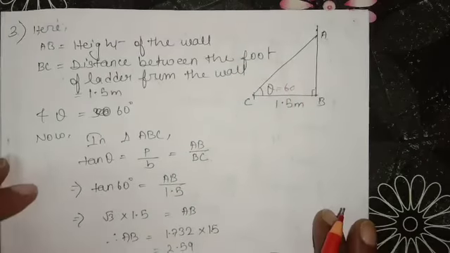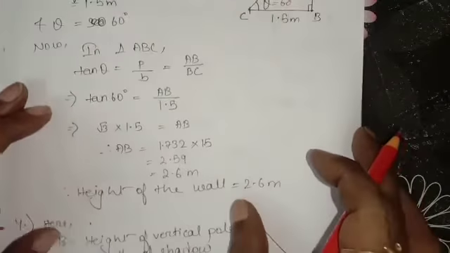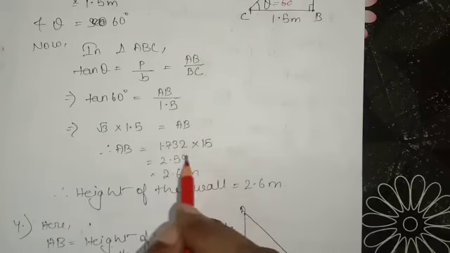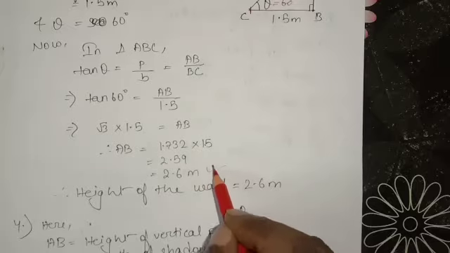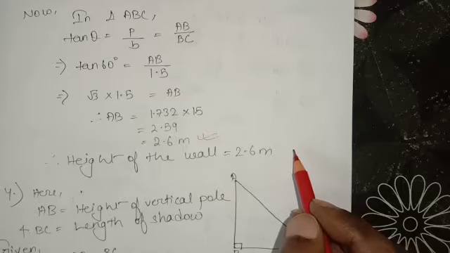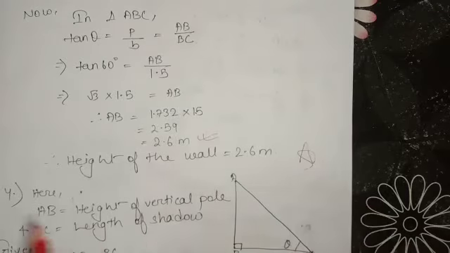Now applying the tan theta formula here, you are getting AB equal to how much? That is giving 2.6 meters. Therefore the height of the wall is equal to 2.6 meters. Let us go to number 4.